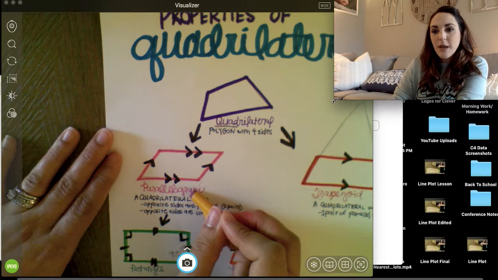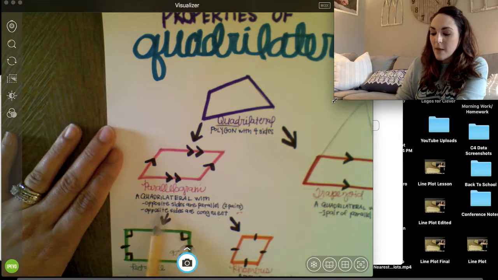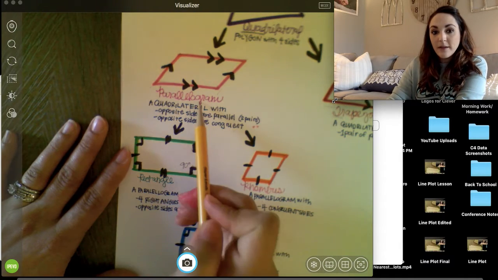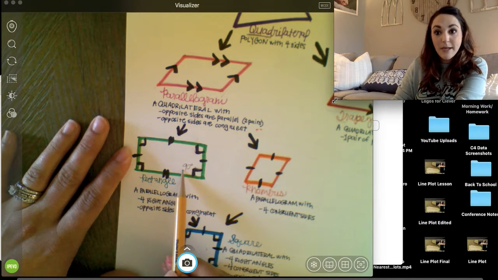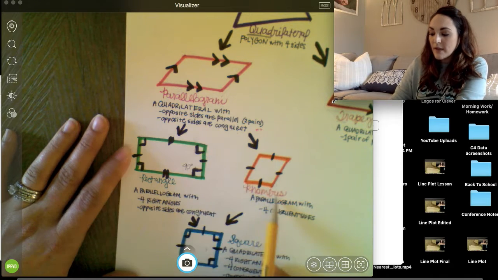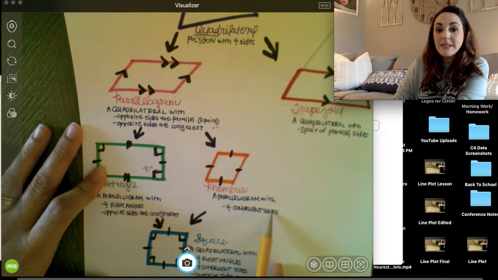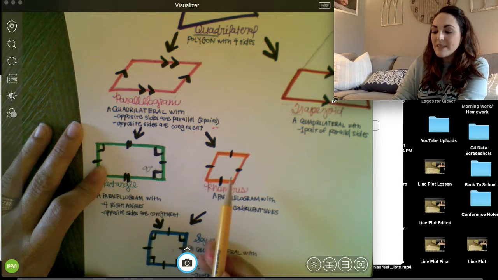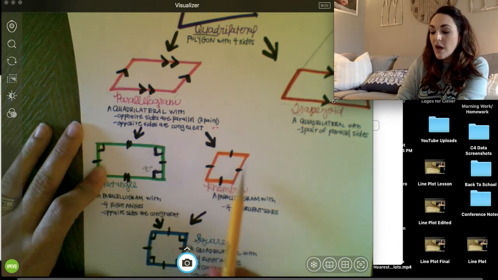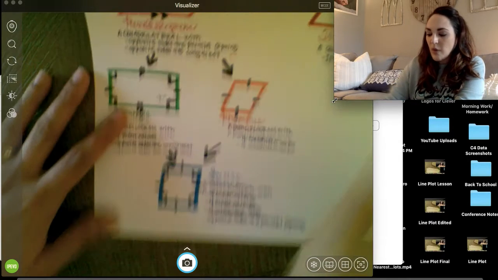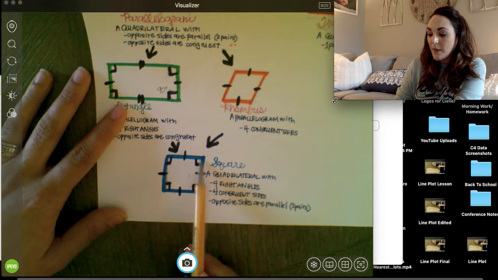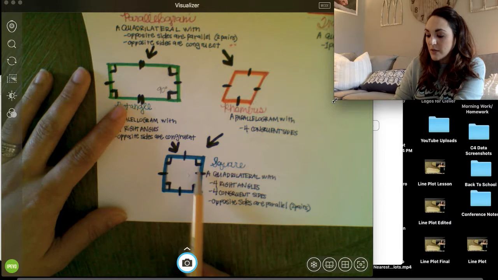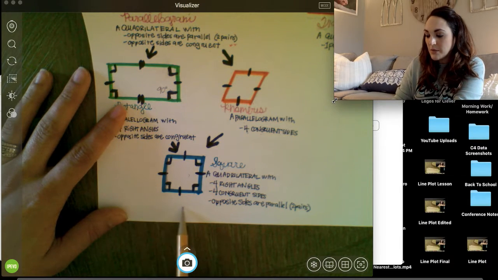Another type of quadrilateral is a parallelogram. Parallelogram has opposite sides parallel and opposite sides that are equal. A rectangle is a parallelogram and a quadrilateral, but it also has 4 right angles. Right angles, remember, are 90 degrees. A rhombus is a type of parallelogram that has 4 congruent sides. Congruent means equal. So it is a parallelogram, but instead of just having opposite sides equal, all of the sides are equal. And our square that has all the properties of everyone above him: quadrilateral, 4 sides, parallelogram meaning opposite sides are parallel, 4 right angles like the rectangle, and 4 congruent sides like the rhombus.